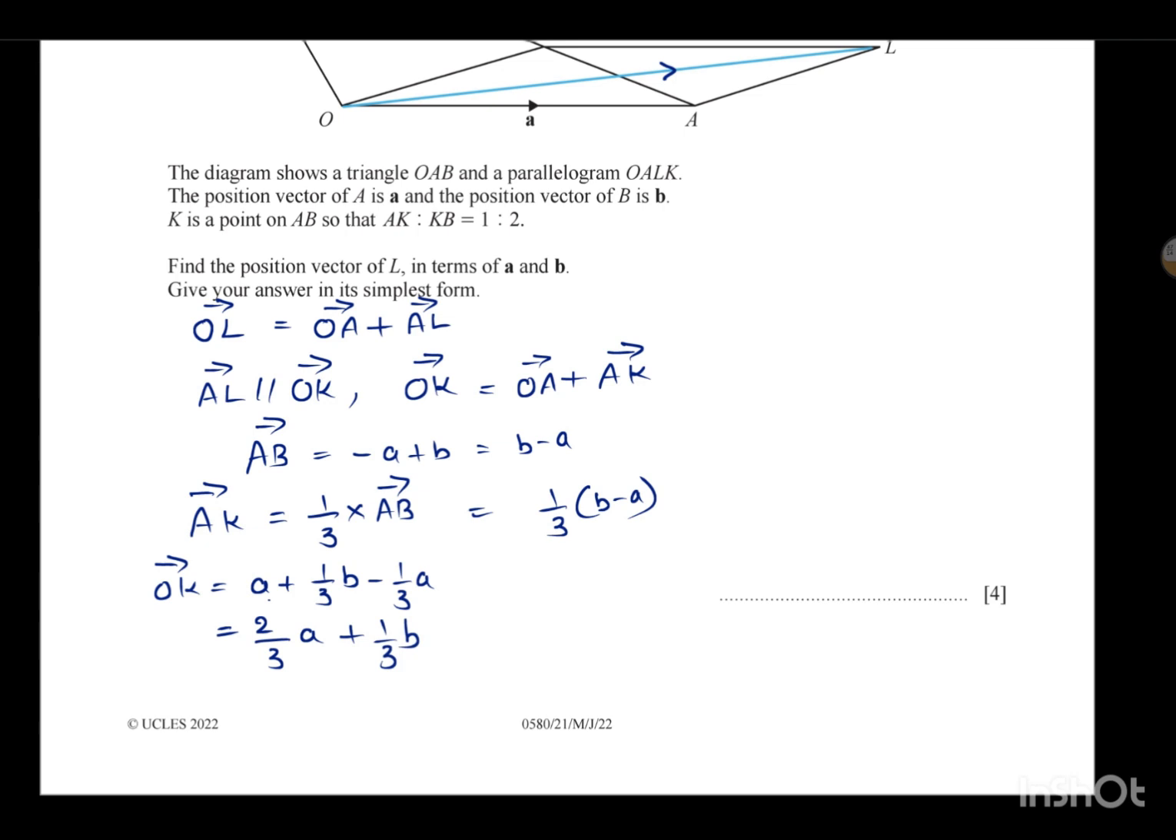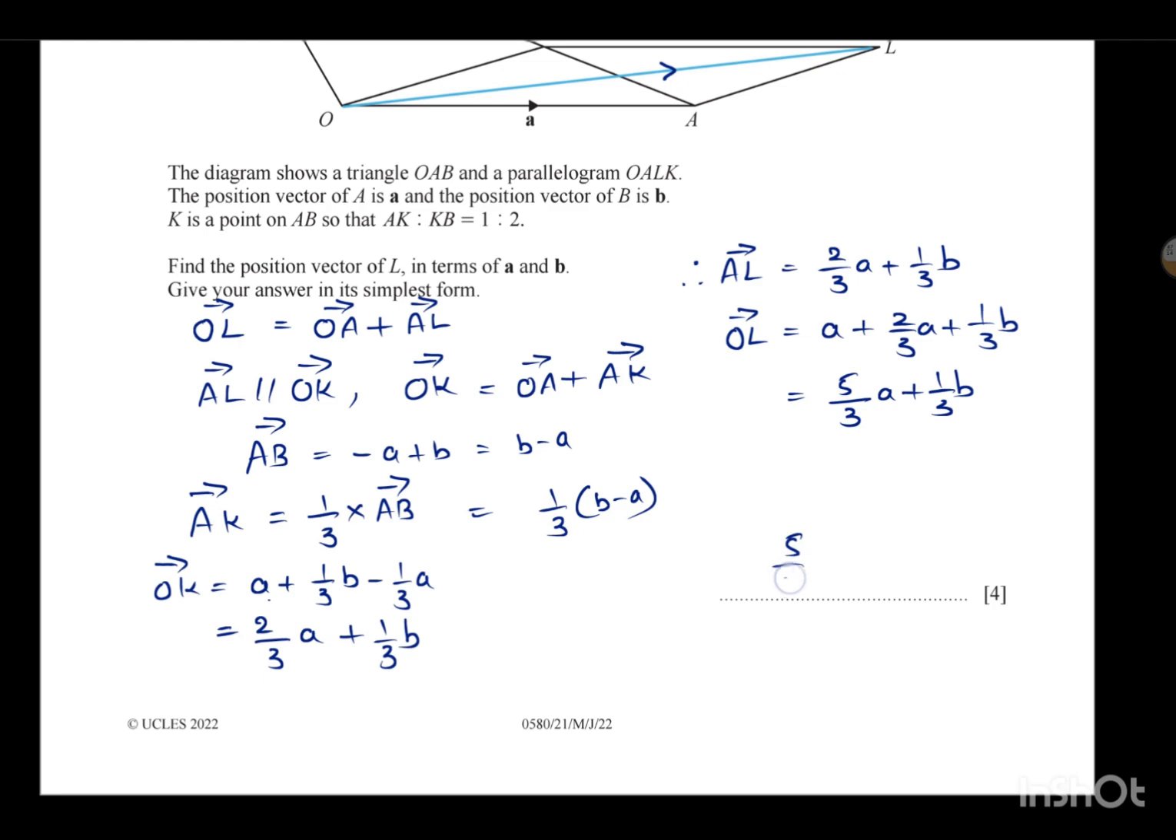Now we need AL. OK we know, so AL will also be same. Therefore AL is equal to 2 by 3A plus 1 by 3B. We got AL, we know OA, so let us find out OL. OL is equal to A plus 2 by 3 A plus 1 by 3 B. So A plus 2 by 3 A will be, LCM is 3. This is 3 into A, 3A, 3A plus 2A is 5A, so 5 by 3 A plus 1 by 3 B. This is the final answer.